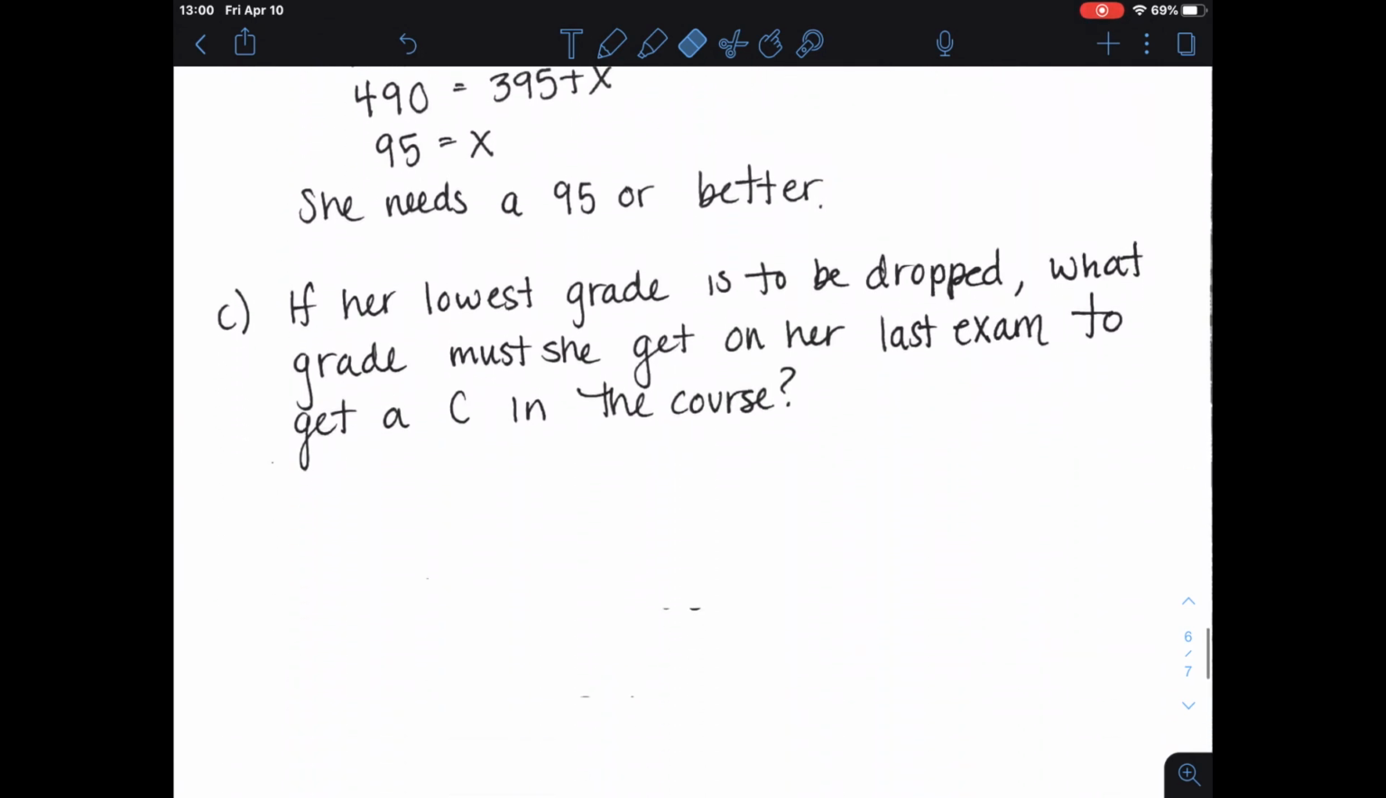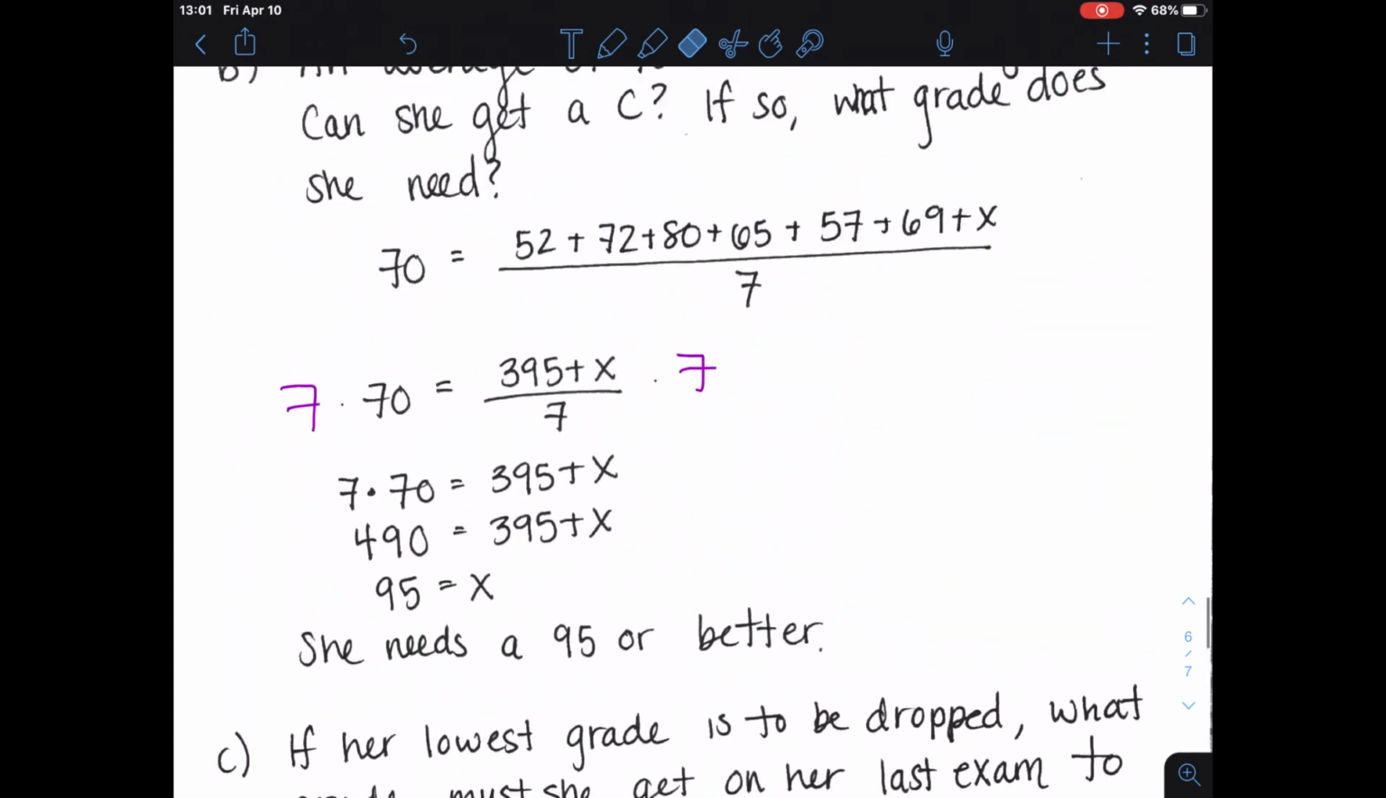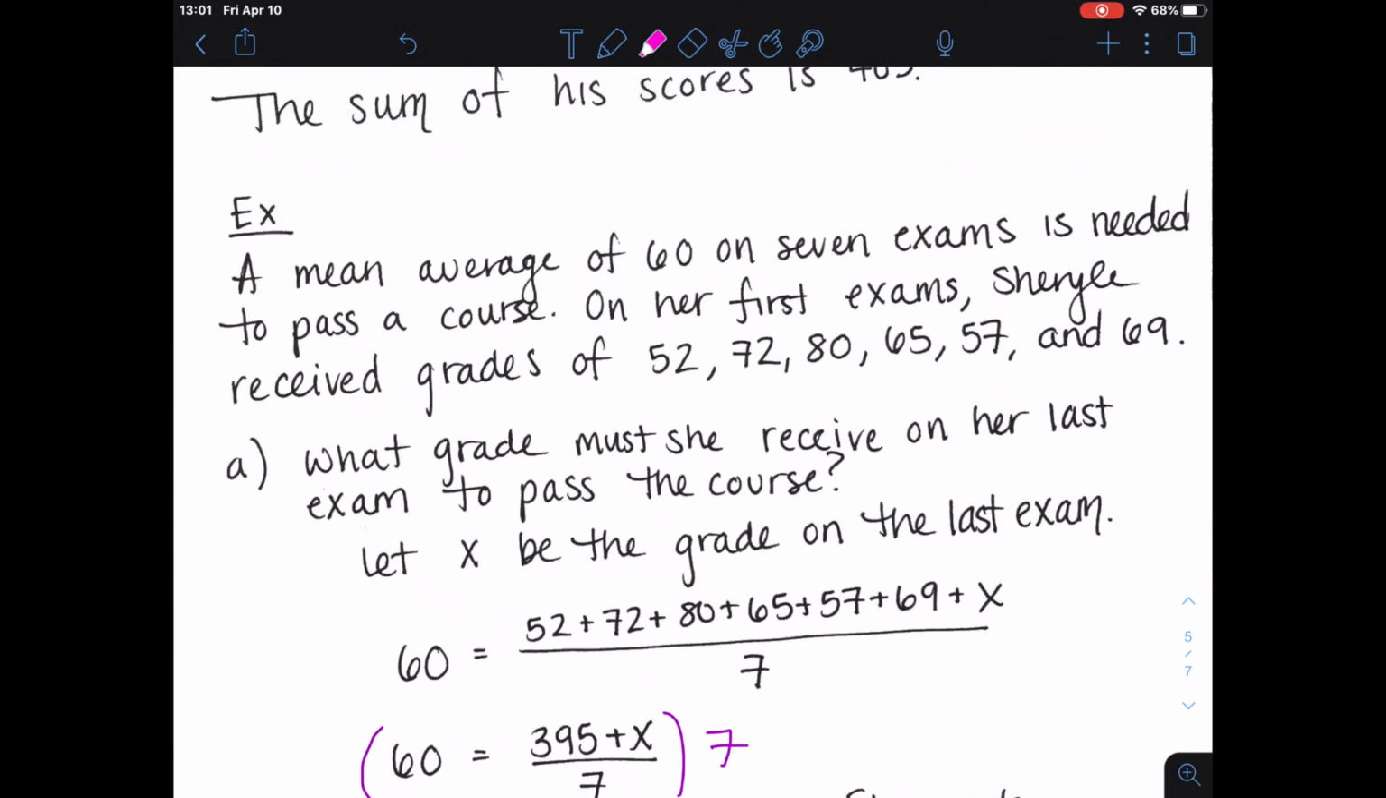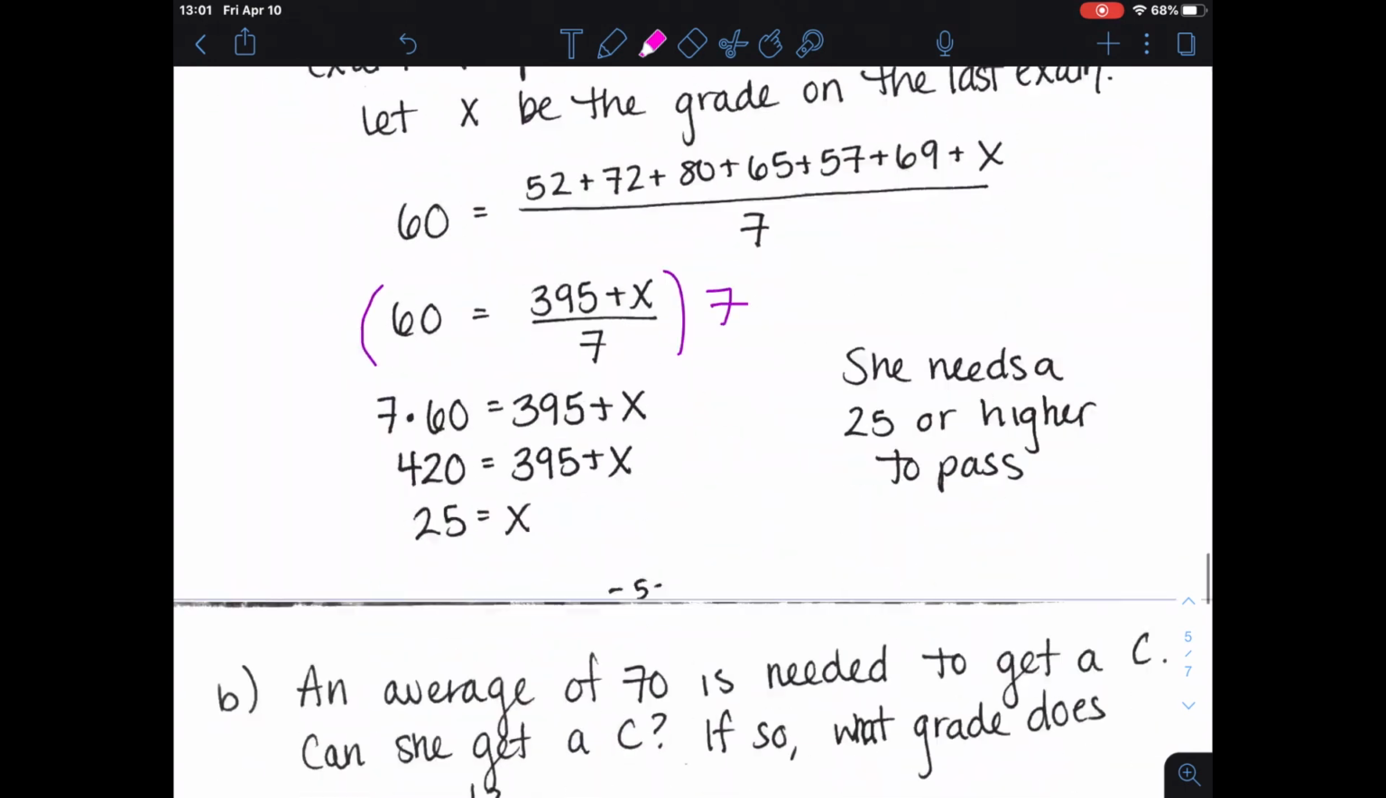But now maybe we have an extra rule, kind of like we do in art class. Her lowest grade on an exam is going to be dropped. So we need to figure out what this last test has to be so that she still gets a C in the course. So if we look at her different grades, this is her lowest score currently. I'm going to assume that's the one that's going to get dropped.